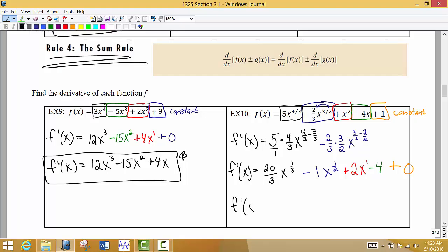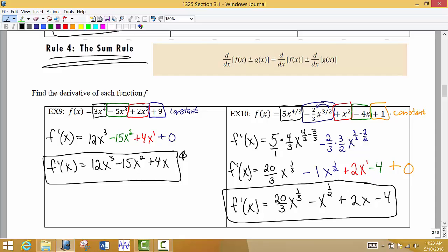All right. So let's write down our final answer, simplified without all the extras. 20/3 times x to the 1/3 power minus, I'm just going to go ahead and write this as -x to the 1/2 power plus 2x minus 4, and we usually don't write the +0. So this would be the derivative of that entire function. So we can do one term at a time here. So we're using our power rule, kind of practicing our power rule for each individual term.